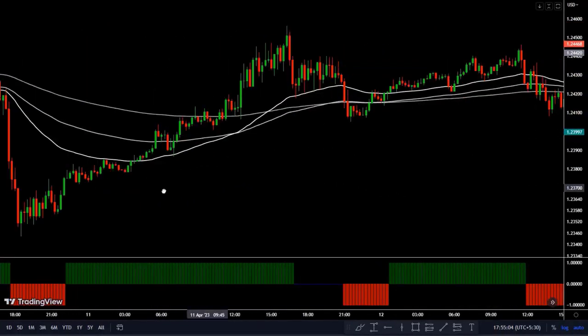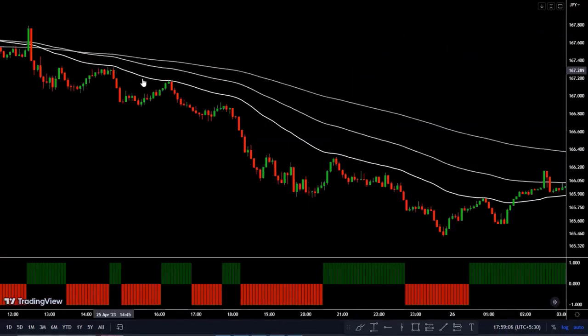Now, let's take a look at the last example. The price respected the moving average with a perfect pullback. The indicator reacted by changing from green to red. A few candlesticks later, we received a sell signal.